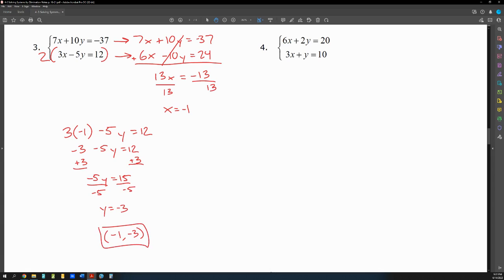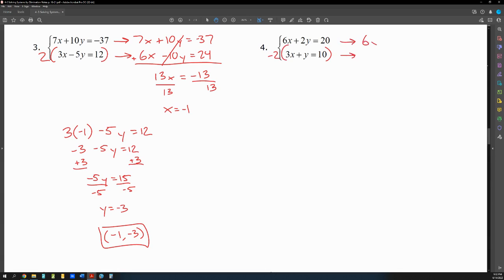All right. On the next one, I notice that the bottom equation, well, I know 6 is a multiple of 3, so we can multiply the bottom equation. And I also know that 2 is a multiple of 1. But we also want it to be opposite signs, so we need them to be negative. So let's go ahead and multiply the bottom equation by negative 2 and see what that gets us.